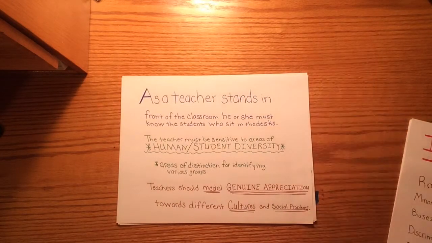So as a teacher stands in front of the classroom, he or she must know the students who sit in the desks. The teacher must be sensitive to areas of human/student diversity. These are areas of distinction for identifying various groups. Teachers should model genuine appreciation towards different cultures and social problems. And not only the cultures and social problems, but the needs of the student. This includes the students with special needs, the ones that are gifted and talented, the average student. It is every student sitting in those desks.